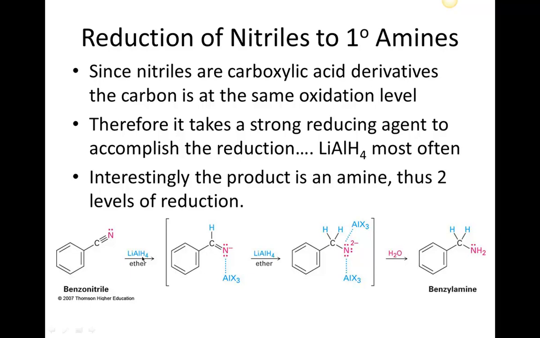Now, remember that things whose name is blah blah hydride deliver hydrides, and so when this guy, lithium aluminum hydride, delivers a hydride, it's attracted to the positive character of the carbon because of the electronegativity difference, and the nitrogen is then going to become complexed with the aluminum stuff. And so at the first part, you get this thing, which is an imine salt. An imine is similar to an aldehyde.